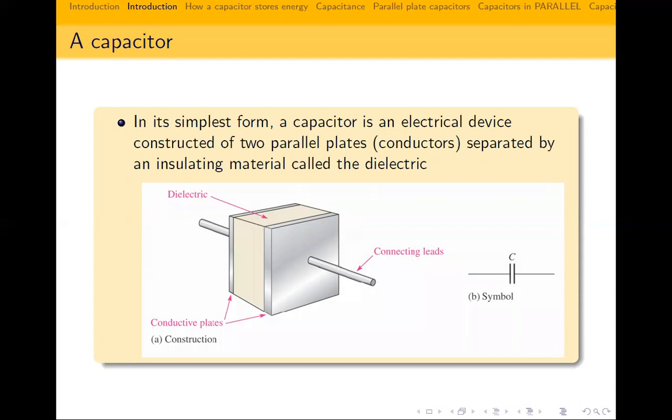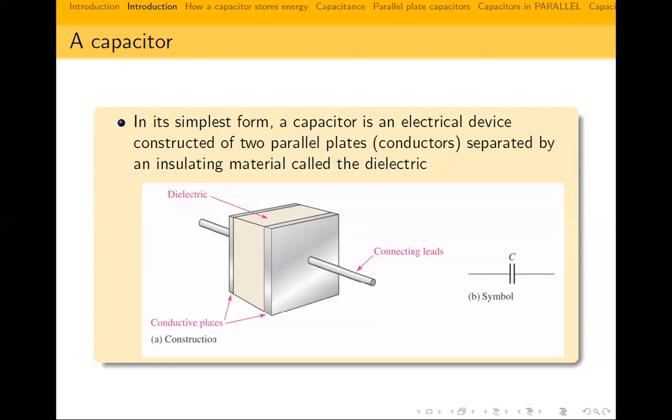So basically a capacitor is a device that stores charge. That is a simple definition of a capacitor. A capacitor is a device that stores charge, electric charge. There are different types of capacitors. We have those that are spherical, those that are cylindrical, and those that are called parallel plate capacitors. And this is the common type.